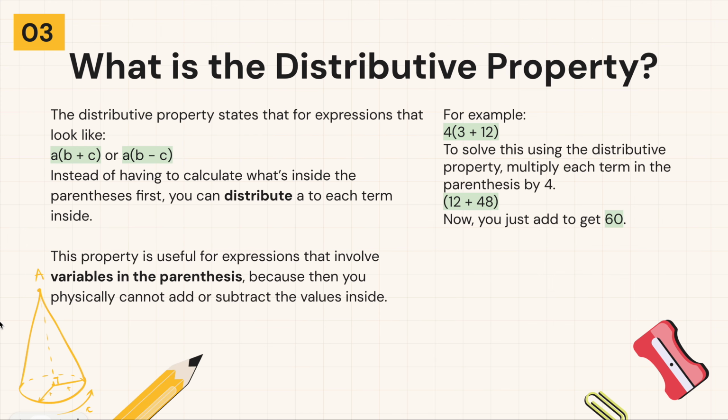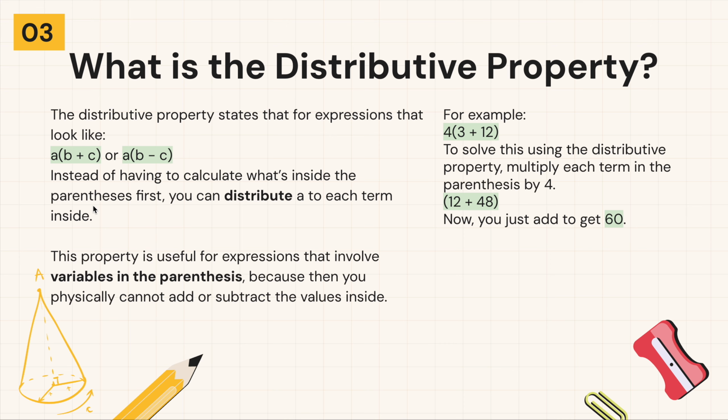The next idea is the distributive property, which basically just states that for expressions that look like a times parentheses b plus c, or something like a times parentheses b minus c, instead of having to calculate what's inside the parentheses first, like what you would normally do in PEMDAS, you can distribute a to each term inside the parentheses. So basically, if you take a times parentheses b plus c, this becomes ab plus ac.